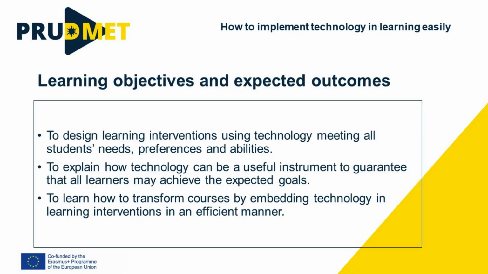The learning objectives and expected outcomes of this workshop are 3. To design learning interventions using technology meeting all students' needs, preferences and abilities. To explain how technology can be a useful instrument to guarantee that all learners may achieve the expected goals. And to learn how to transform courses by embedding technology in learning interventions in an efficient manner.